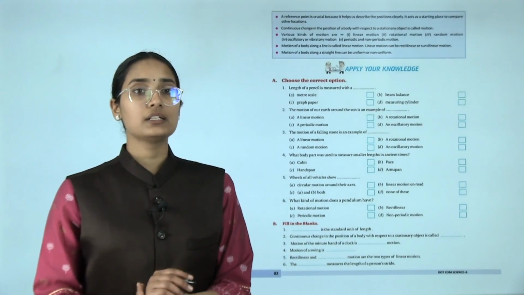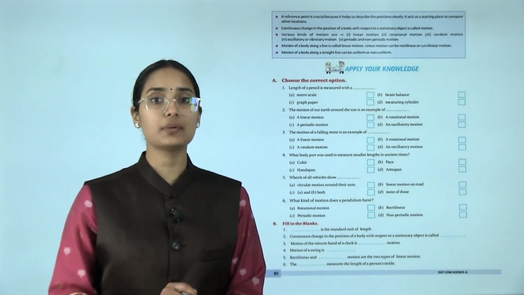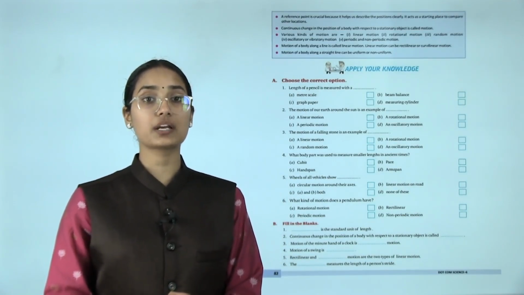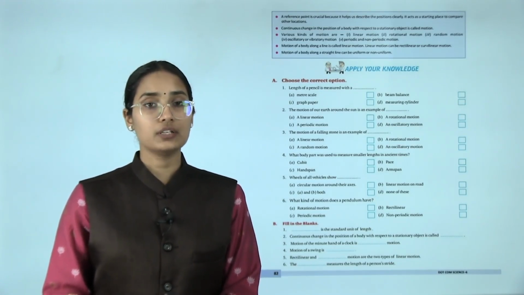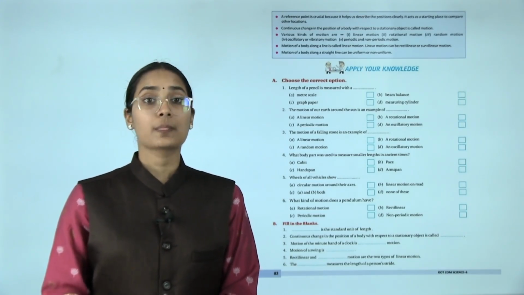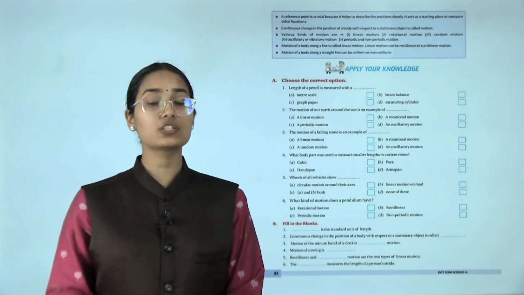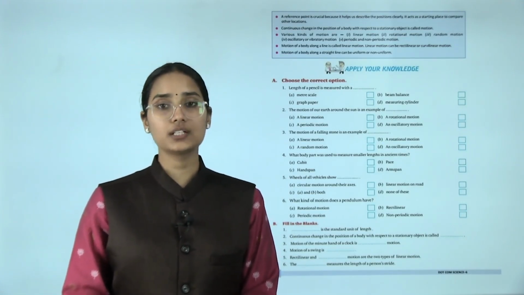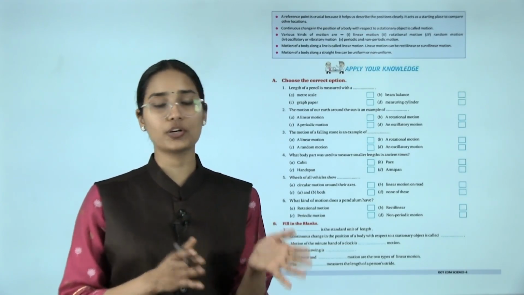A reference point is crucial because it helps us describe the position clearly. It acts as a starting place to compare other locations. Continuous change in the position of a body with respect to a stationary object is called motion. Various kinds of motion are linear motion, rotational motion, random motion, oscillatory or vibratory motion, and periodic and non-periodic motion. Motion of a body along a line is called linear motion, and linear motion can be rectilinear or curvilinear. Motion of a body along a straight line can be uniform or non-uniform.